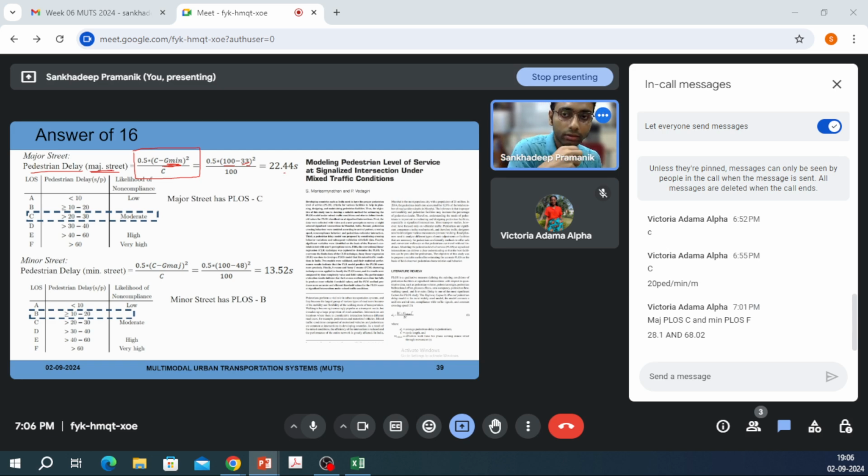But I think there is some problem with this formula. I will check this one and post it again in the discussion forum.